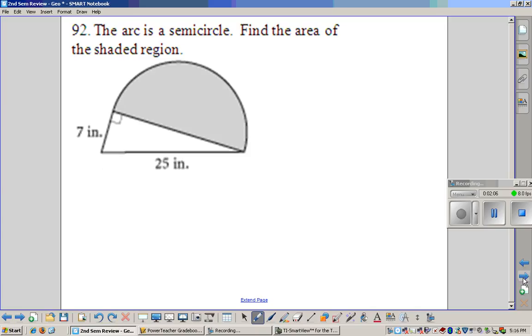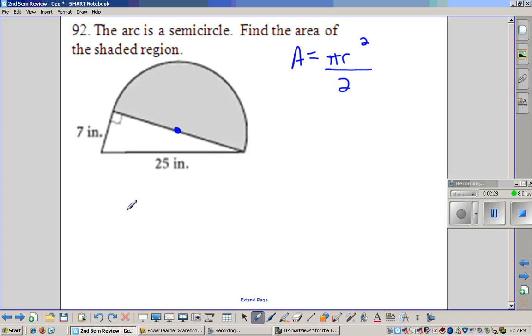Okay, the next one we're going to do here is, they tell you it's a semicircle, find the area of it. So to do that, we need to know the area of a semicircle is half a circle. So that's pi r squared cut in half. So we need the radius. The radius will be probably from here to the edge.